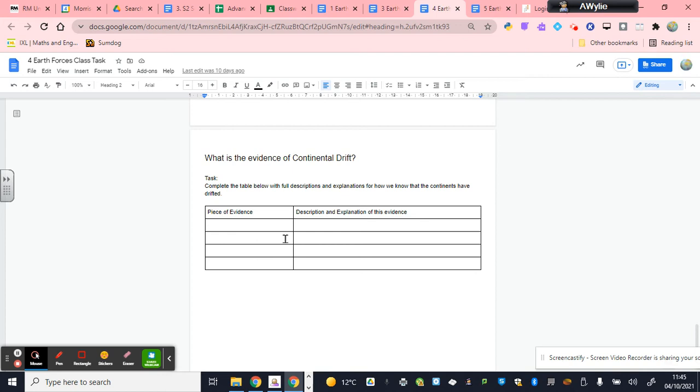So the more pieces of evidence that you can offer and the ability to write in depth about the different reasons that we know that evidence is proof that the plates have moved will get you a good score for this particular question.